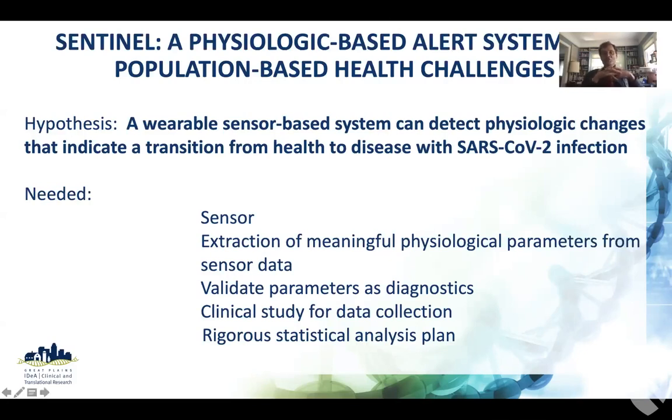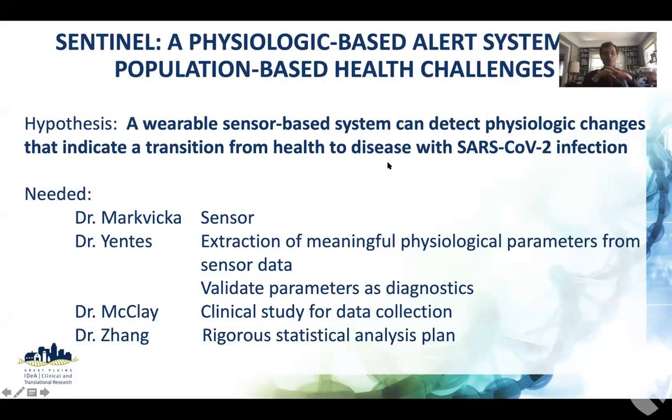And so this then leads to our team. Go to the next slide, Jared. So Dr. Eric Markvicka is an assistant professor in the Department of Engineering at UNL, whose expertise is the integration of microelectronics into durable textiles, which is just what's needed to have the kind of wearable sensor which is required. Dr. Jenna Yentis is an associate professor at UNO, and her expertise is in the extraction of high-order physiologic parameters using a variety of techniques, in particular nonlinear analysis from time sequence sensor data.